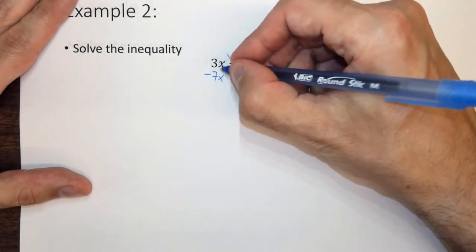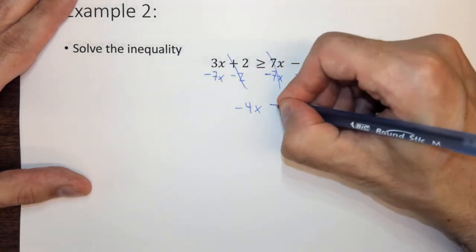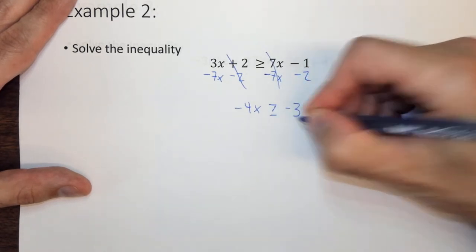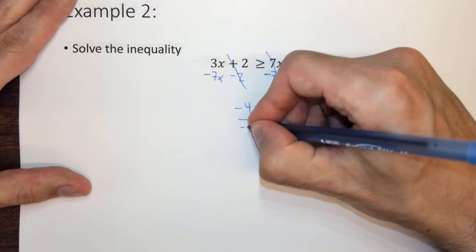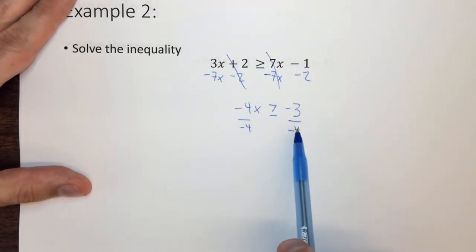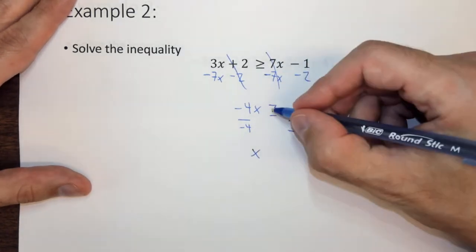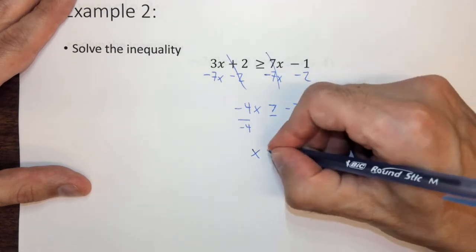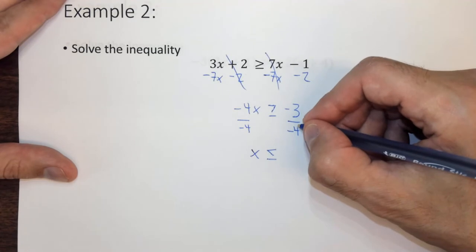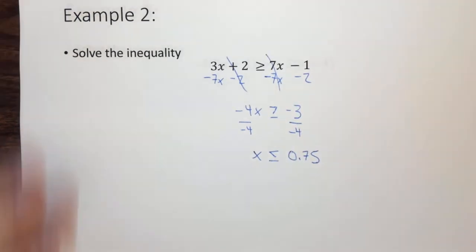Plus 7x minus 7x cancels out. So now we have 3x minus 7x, which is negative 4x. Keep this the same for now, greater than or equal to. Minus 1 minus 2 is minus 3. Now we're going to divide by negative 4. Divide by negative 4. When you multiply or divide both sides by a negative number, you need to switch the inequality. So x is now not greater than or equal to, it's less than or equal to negative 3 over negative 4, which as a decimal is 0.75 positive, since they're both negative.